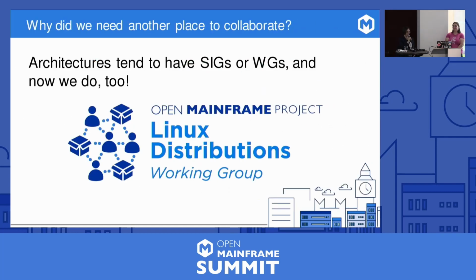Yes, from that we are coming to the topic: why we need a place to collaborate. Architectures tend to have six or so working groups, and now we want to do that also together. Therefore, we want to collaborate together to improve the support, share our knowledge, and have one place where we can discuss problems and provide solutions together.